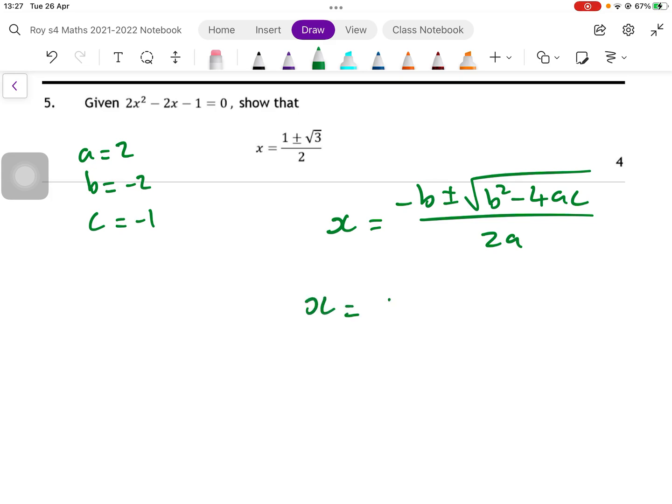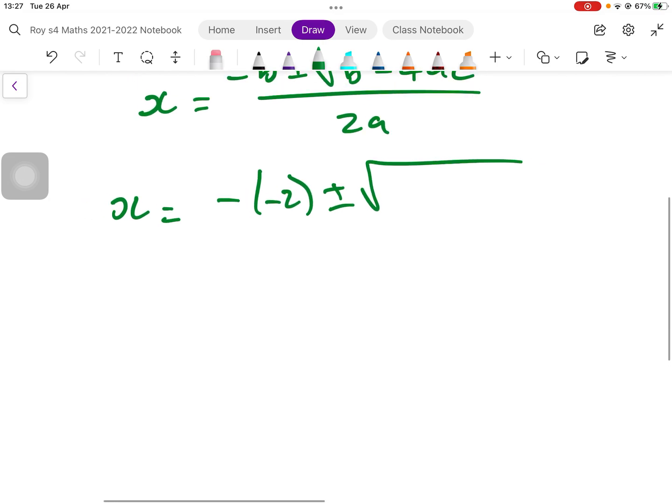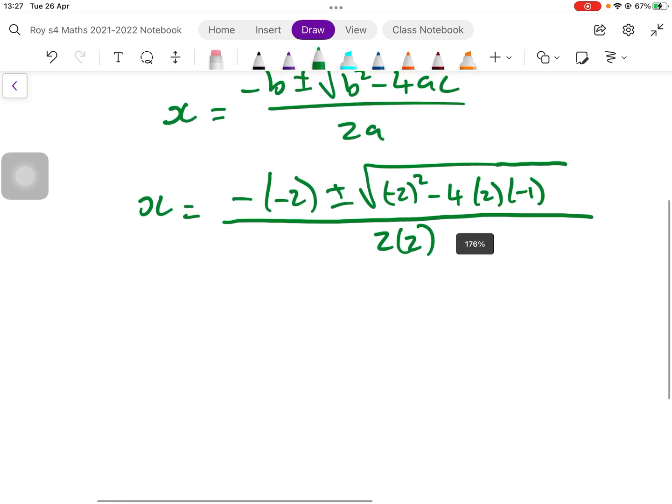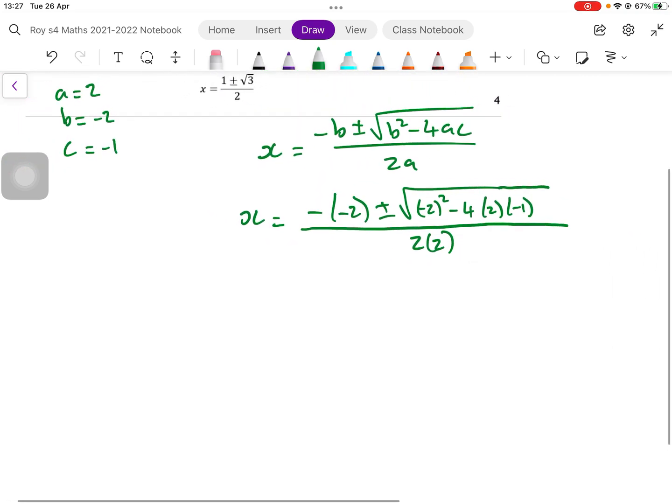So negative b, so that's negative, and then b is negative 2. Plus or minus the square root. B squared is negative 2 squared, minus 4 times a is 2, and c is negative 1. Make sure my square root goes over all of this, and make sure my divide goes over all of this. And that's 2 times a, and a was 2. Okay, so we've substituted everything in carefully.